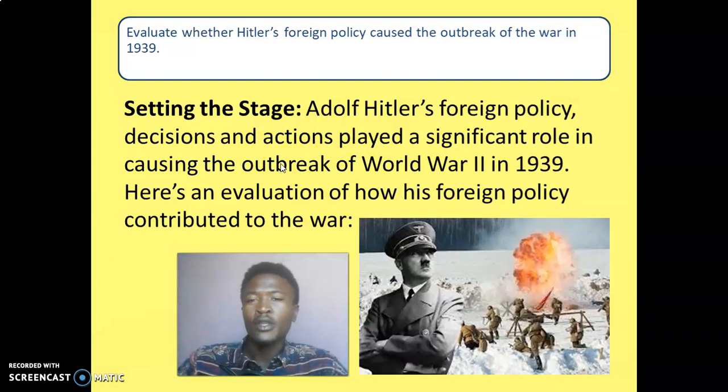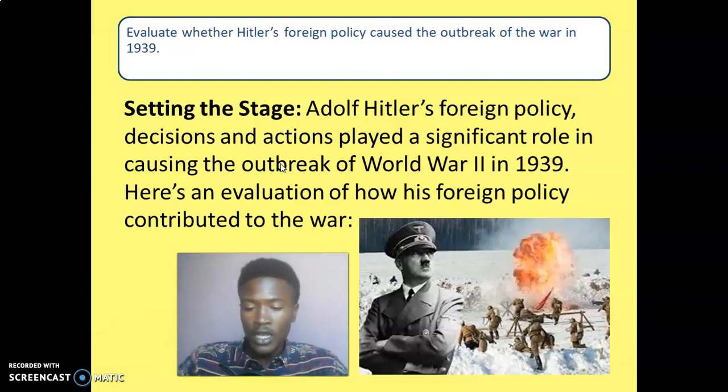Adolf Hitler's foreign policy, decisions, and actions played a significant role in causing the outbreak of the Second World War in 1939. So we are going to do an evaluation of how his foreign policy contributed to the war. Well, some of you are probably asking yourself, what foreign policy are we talking about?